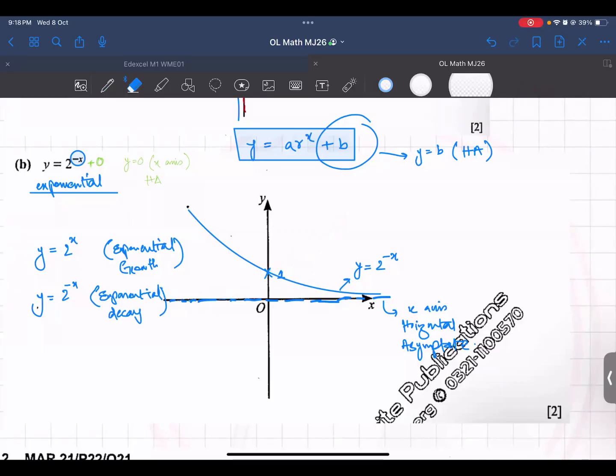Why does it touch at 1? Because if you find the y-intercept, your x is 0. So y is equal to 2 power negative 0. This would be 2 power 0, which would be 1. So it is passing through 0, 1. Would the power be negative 0 or negative 1? 2 power minus 0 would be 0, and 2 power 0 is 1.